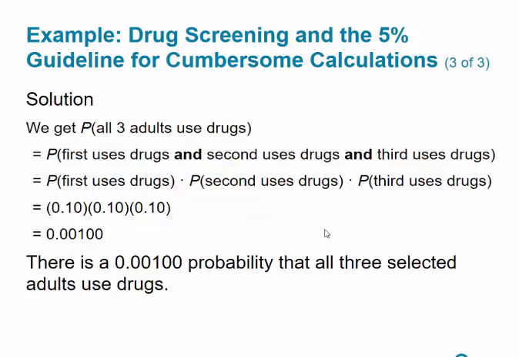So then we get the probability that all 3 adults use drugs is the probability that the first one uses drugs, and the second one uses drugs, and the third one uses drugs. So it's going to be the probability of the first using drugs times the probability of the second using drugs times the probability of the third using drugs, which is 0.1 times 0.1 times 0.1, which gives us 0.001. So there's a 0.001 probability that all 3 selected adults use drugs.